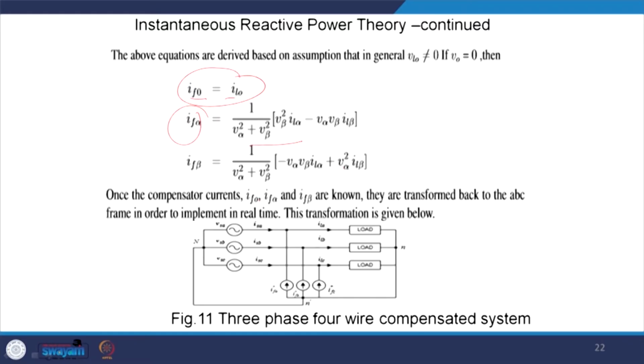So, once these compensator currents are correctly computed by this block, the zero sequence component, I alpha and I beta are known, they are transferred back to the ABC frame to implement in real time, and this transformation is given in the next slide. So, this is the way we can do it.